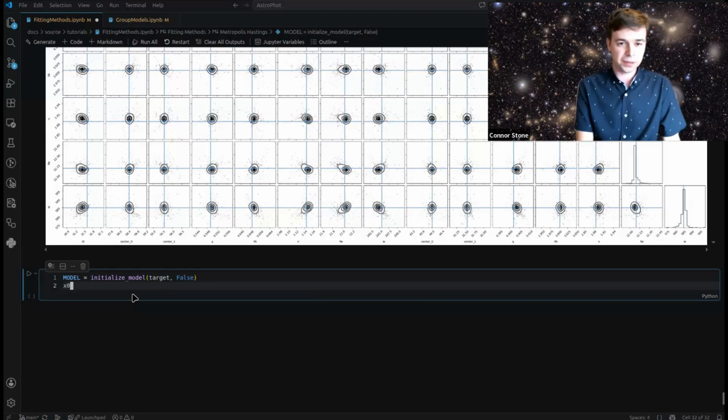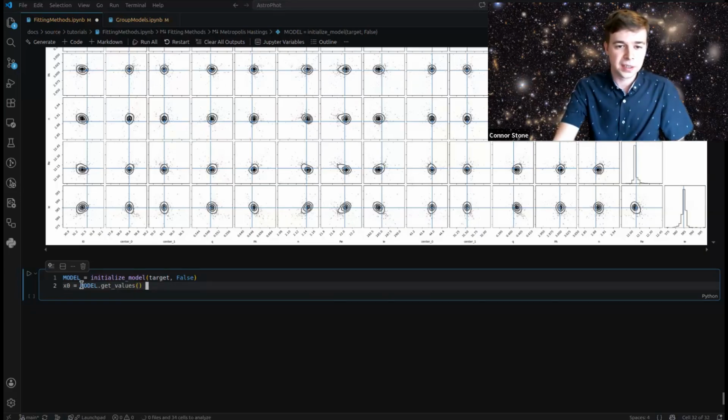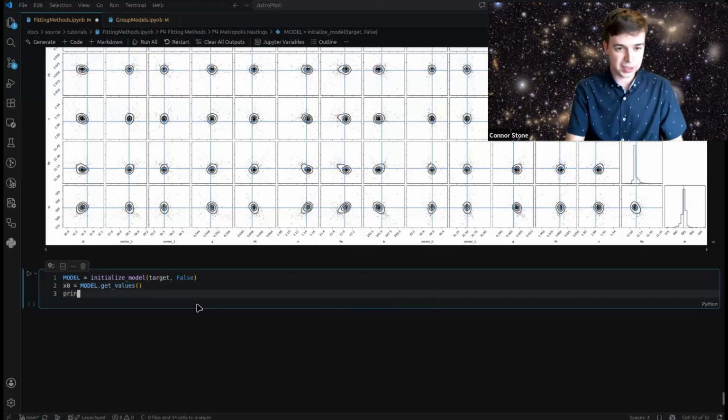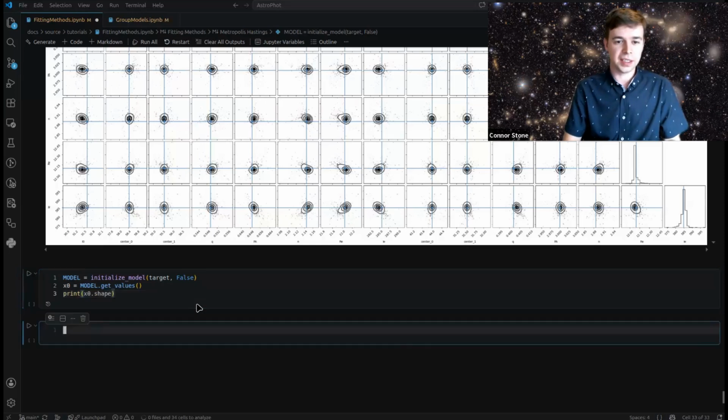Well, to start off, you need your initial point. And to do that, model.get_values. So this will return a 1D tensor. So let's try printing the shape.